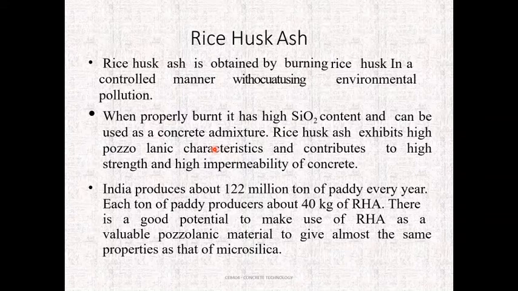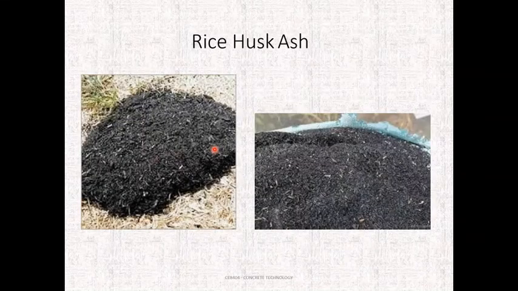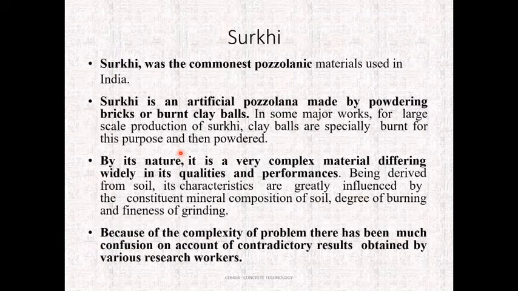In India, about 122 million tons of paddy are cultivated every year. Each ton of paddy produces 40 kg of rice husk ash. This can be used as a potential pozzolanic material to give almost the same performance as microsilica. This is an image of the rice husk ash.